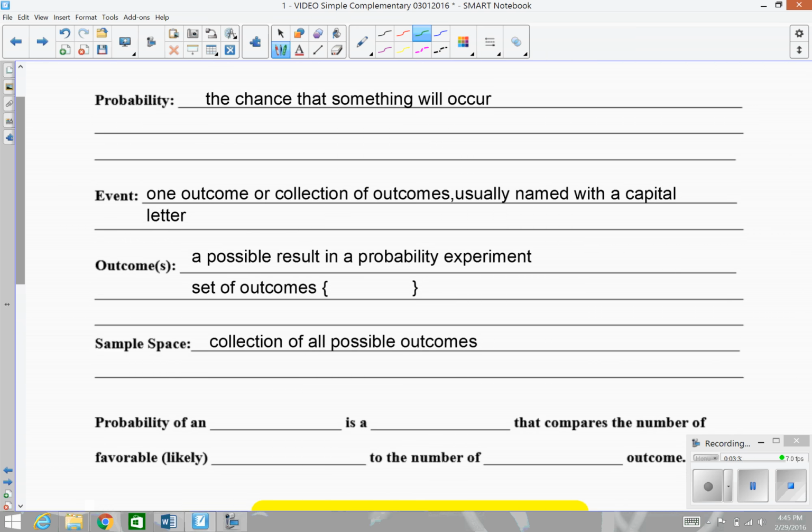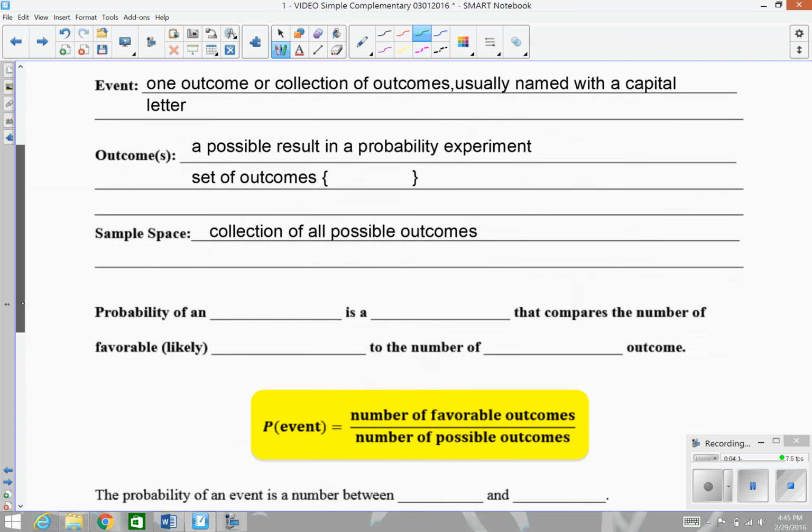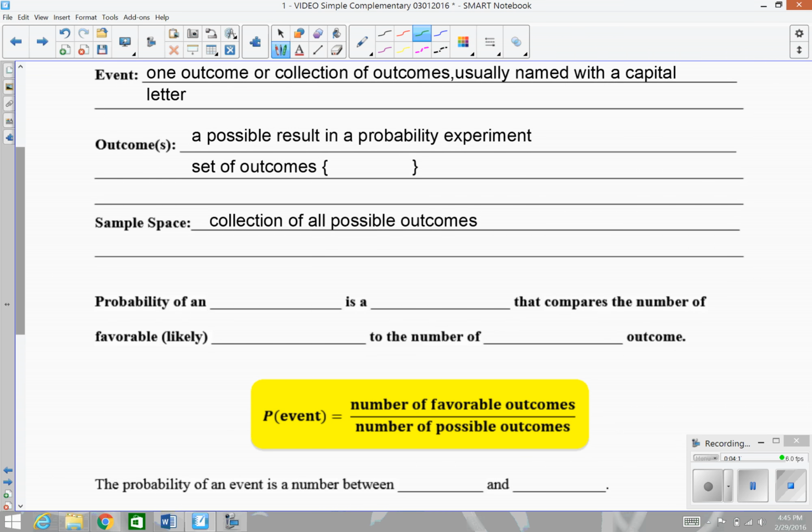We do have some vocab. I'll read them to you as you copy. Feel free to pause so that you can get them all down. Probability is the chance that something will occur. Anytime you say to someone, I wonder what the chances are that, you're talking about probability. An event is one outcome or collection of outcomes, usually named with a capital letter. We'll see that as we move through this packet. An outcome is a possible result in a probability experiment. When you have a set of outcomes, we usually put them in squiggly brackets. And your sample space is the collection of all possible outcomes. We'll work with these vocabulary terms a lot.